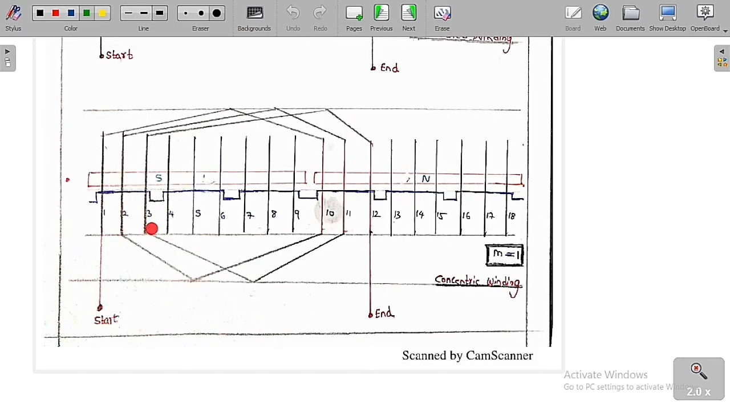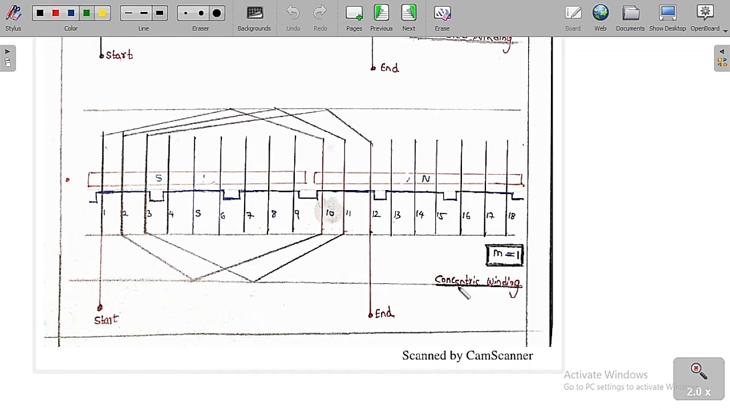Then, what is the meaning of concentric winding? How will it be for concentric winding? Now I will discuss it here. Suppose I keep these three conductors 1, 2, 3 in slot 1, and similarly 10, 11, 12 together in another single slot. Then this type of connection is called the concentric winding. If you go for connections in different slots, it is called the distributed winding. But if they are kept in the same slot, it is called the concentric winding.